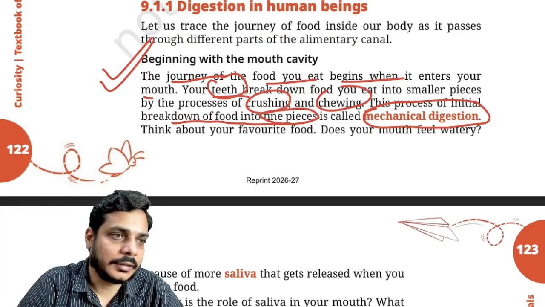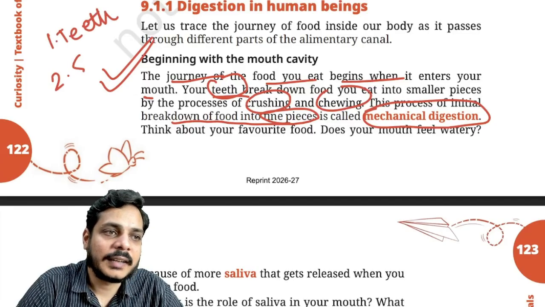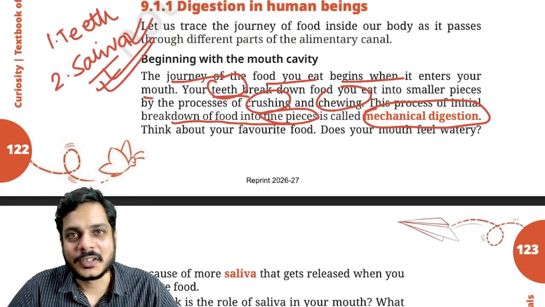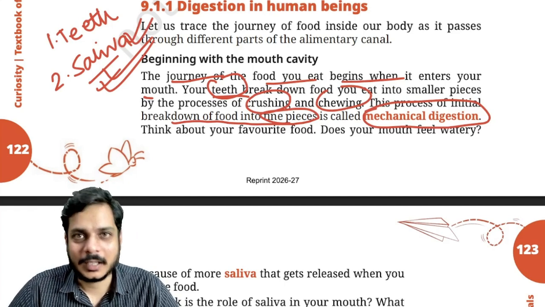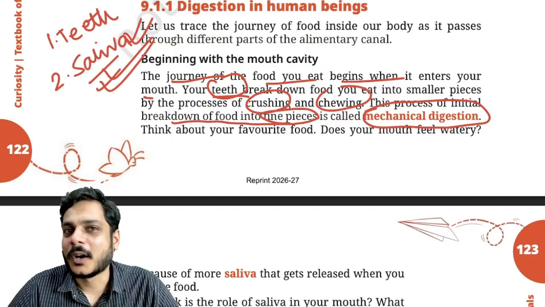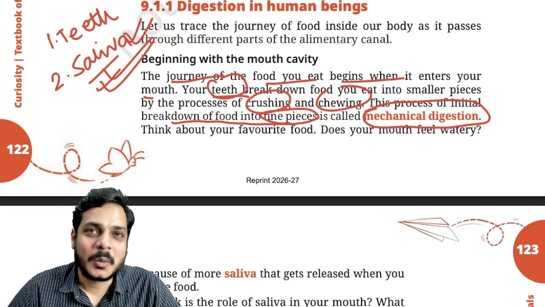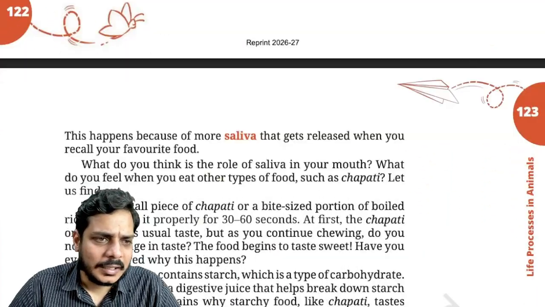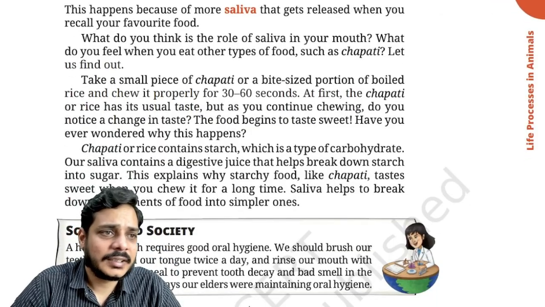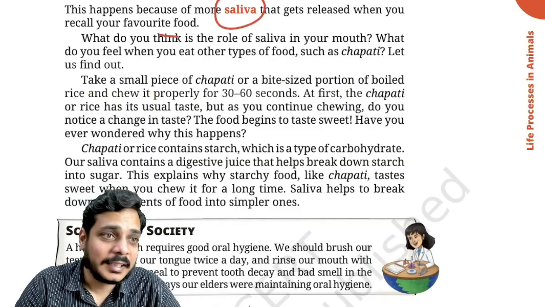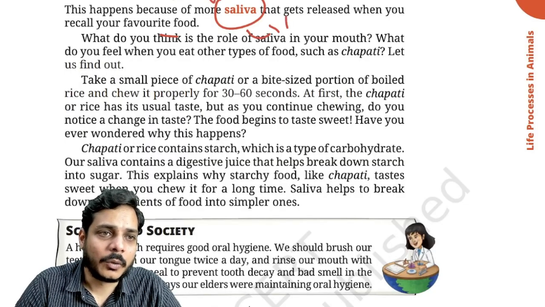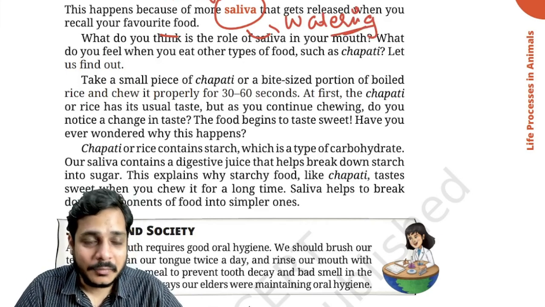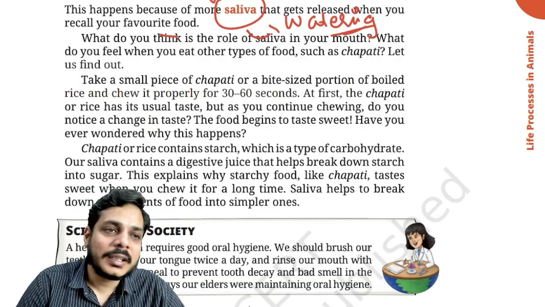One more thing. When we talk about the mouth cavity, there are teeth. The second is saliva. When you think about anything delicious, let us say fast food, a burger or a sandwich, does your mouth start watering? What is that water? Where is it coming from? That is actually saliva. This happens because more saliva gets released when you recall your favorite food. It is said that your mouth starts watering. Even when you hear the name of certain foods, your mind invokes this kind of saliva production. So what do you think is the role of saliva in your mouth?